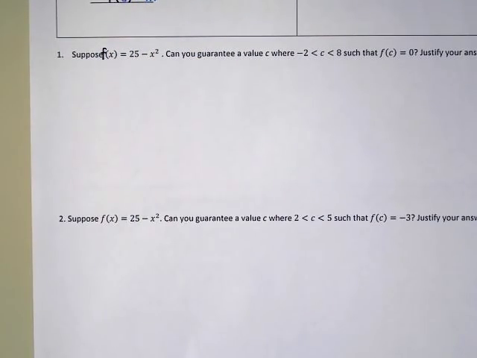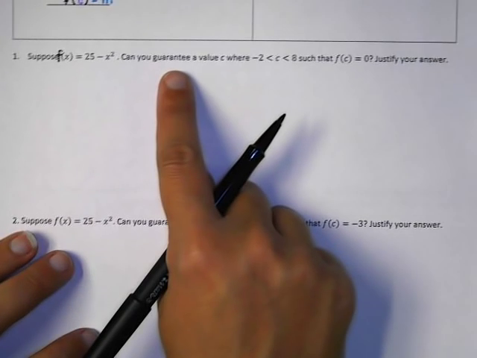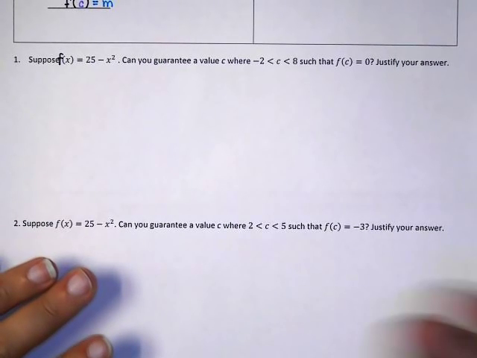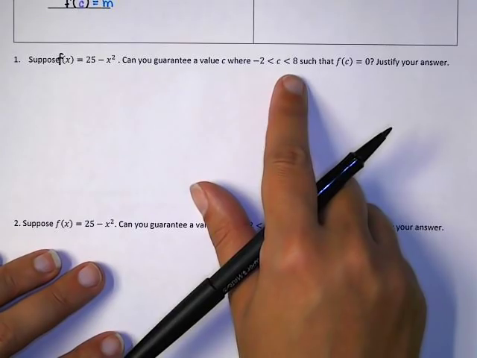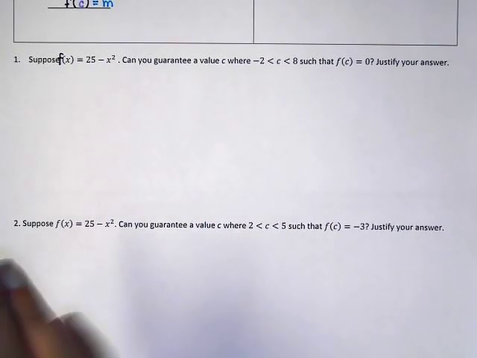Suppose that f of x equals 25 minus x squared. Can you guarantee, so as soon as you see that question, it tells you you're using a theorem here, a value c between -2 and 8, such that f of c equals 0? So what is this asking me?